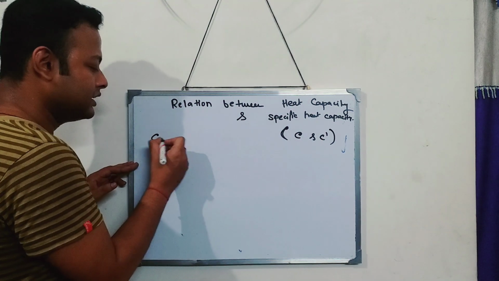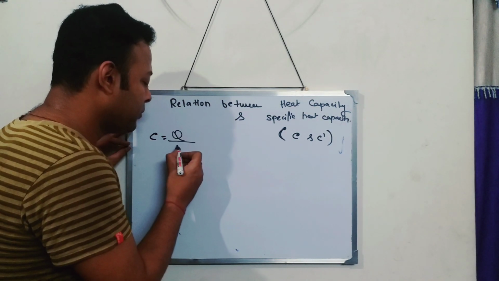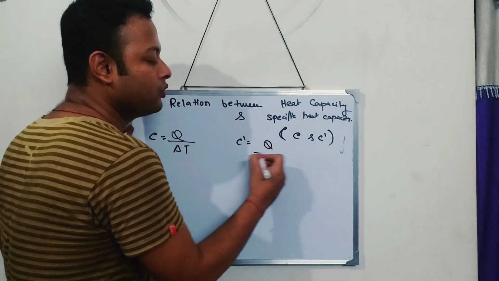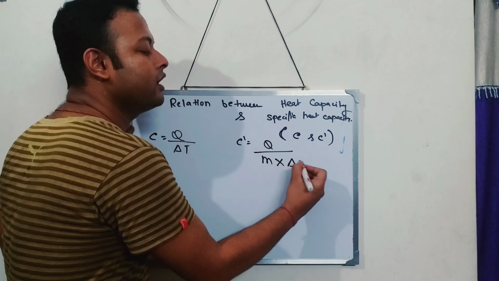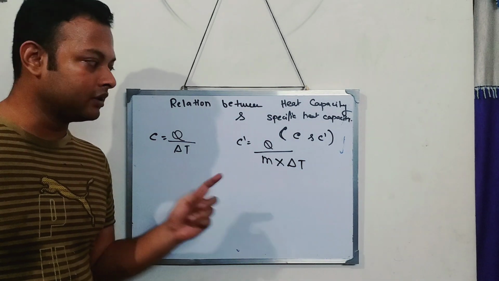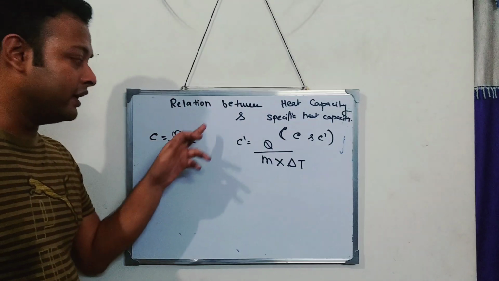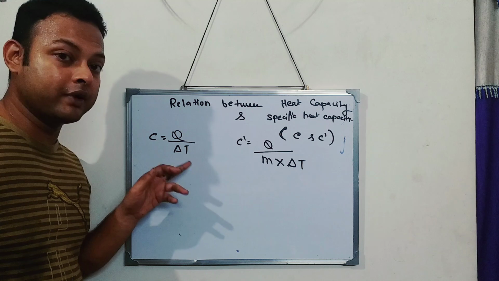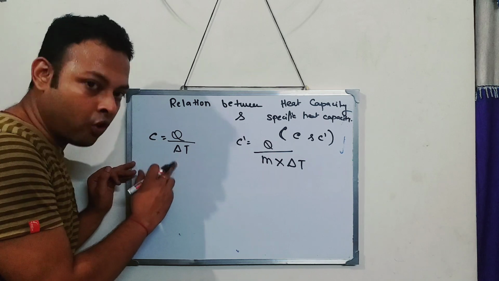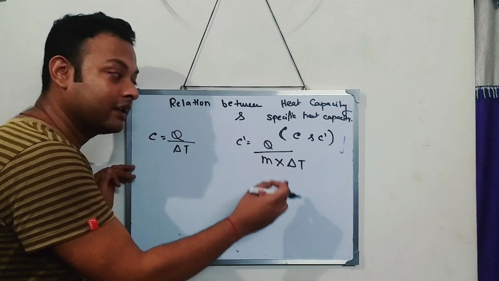First, what is C? C is heat capacity. And what is the formula for heat capacity? Q by delta T. And what is the formula for C dash? C dash is nothing but Q by M into delta T. This is the formula we have learned, the formula for heat capacity and the formula for specific heat capacity. Just before I proceed, I want to repeat: heat capacity depends on mass. Over here you might be thinking, in this formula there is no mass, so it is independent of mass, and this formula has the mass so it is dependent on mass.